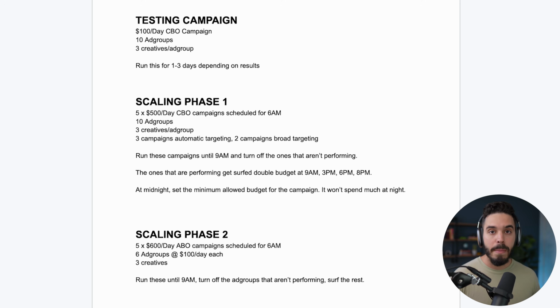This stands for campaign-based optimization, and we're gonna start some campaigns together here in a second so that you see exactly how all of this works. Now, this campaign is gonna have 10 ad groups, and each ad group is gonna have 3 creatives. What you wanna do with this campaign is run it for 1 to 3 days, depending on the results. So again, you're not looking to make money right off the bat.